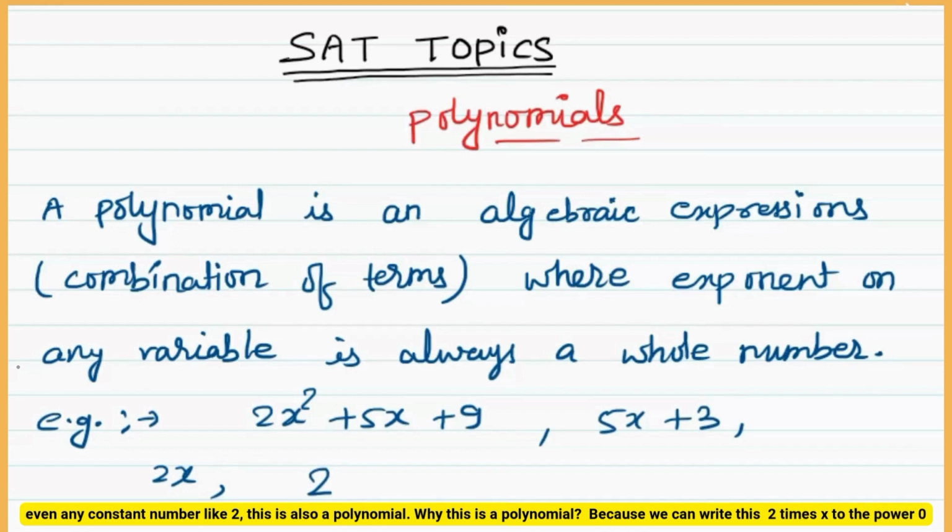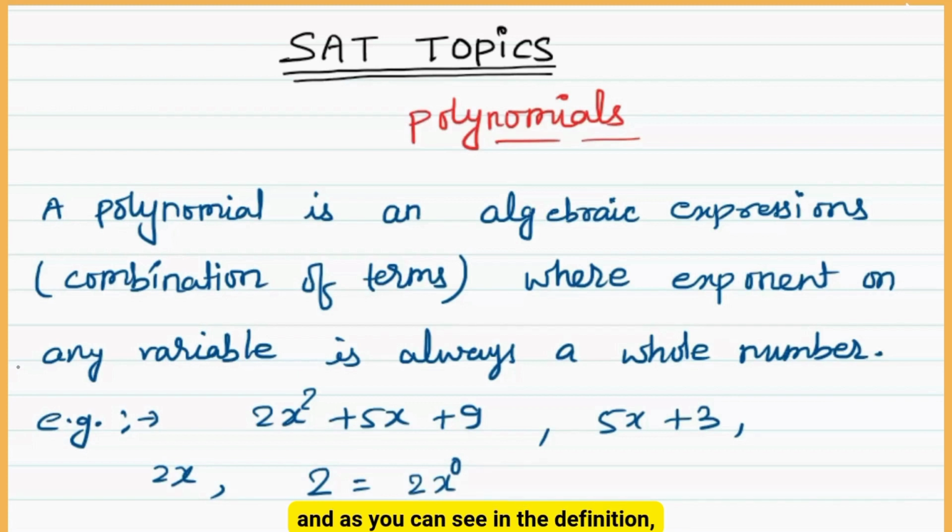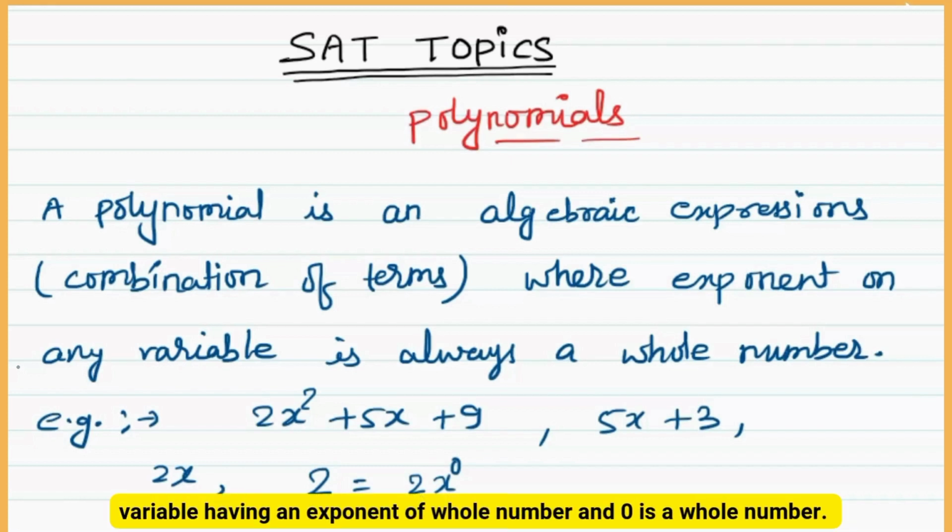Why is this a polynomial? Because we can write this as 2 times x to the power 0. And as you can see in the definition, any variable can have 0 as the power, because the variable has an exponent that is a whole number, and 0 is a whole number.